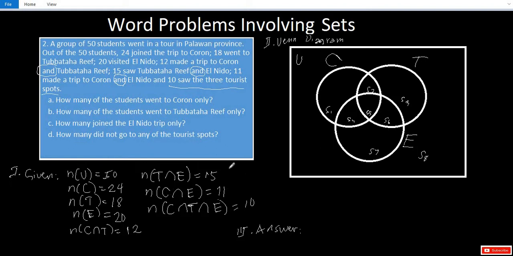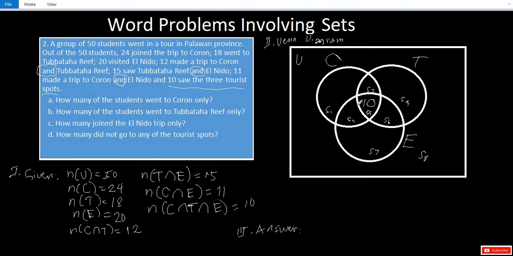The same goes for C intersection E. So what are the regions for C intersection E? We have S sub 4 and S sub 5, these two regions. Then for C intersection T intersection E, what region is this? Okay, we have here S sub 5. And see that the given cardinality for C intersection T intersection E is 10. So therefore we can start populating S sub 5 since it's given. The cardinality of this region S sub 5 is 10.